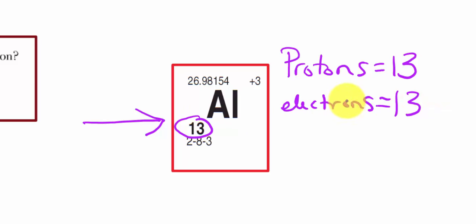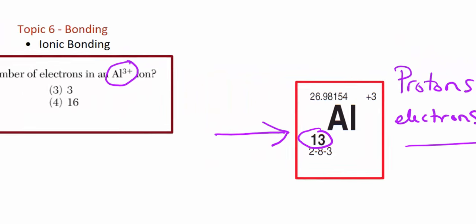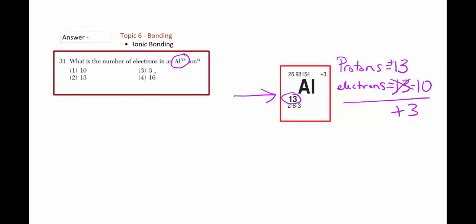But now we're dealing with an aluminum ion with a plus 3 charge, meaning it has lost 3 of its electrons, so the electron number has been reduced to 10. And now you can see why the charge is plus 3, because the electrons are negative, protons are positive, and if you add 13 to negative 10 you get positive 3. And that brings us back to our answer, and the answer is number 1, 10 electrons.